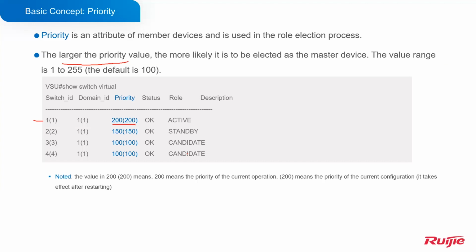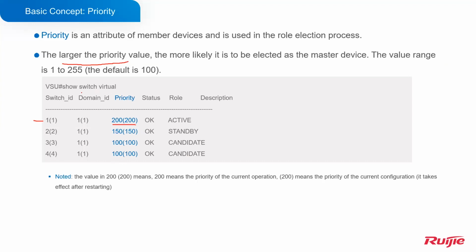So finally, we compare one by one. We will select one device to become master. First, compare the priority. A bigger value will be better. If the priorities are the same, we will compare the switch ID. A smaller switch ID will be better. If the switch IDs are the same, we will compare the MAC address. A smaller MAC address will be better. So pay attention to this process.